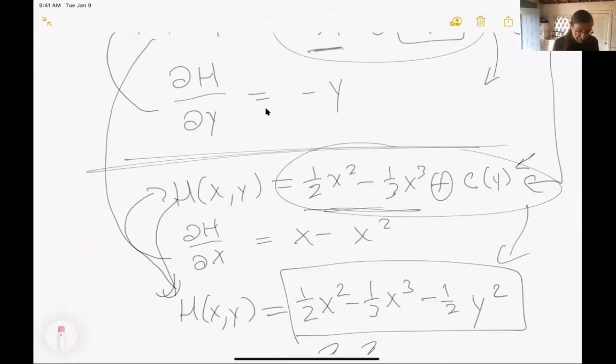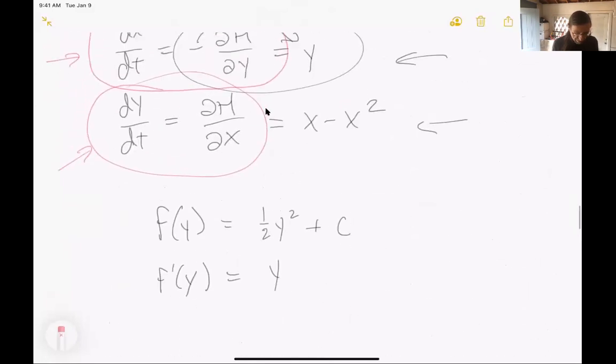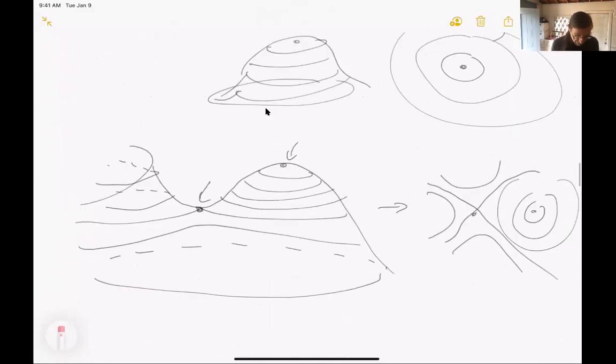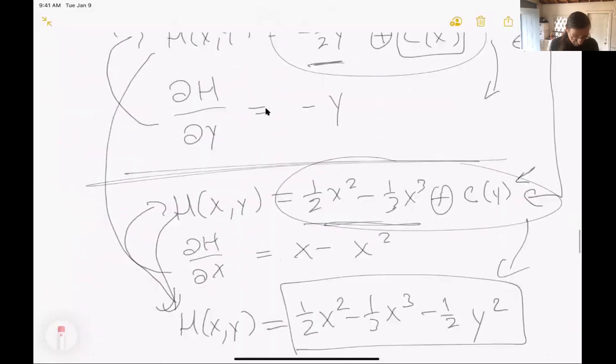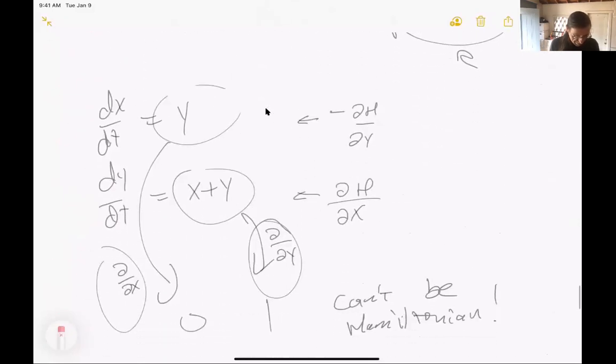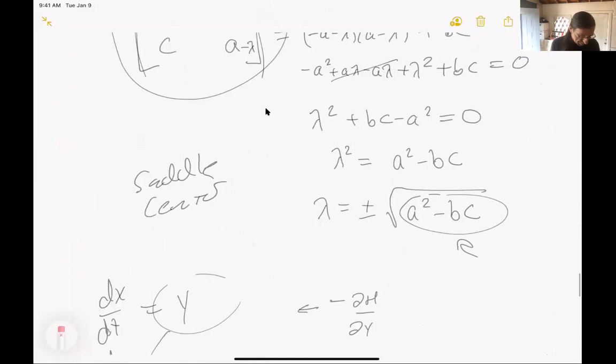Once you have that h function, then you know solution curves of the original system are just level curves of that h function. So if you go back to Calc 3 and imagine drawing that surface representing that h function and picture the contours, those are exactly the solution curves of the system of differential equations you're given. And you know for sure that the equilibrium points have to be centers and saddles.